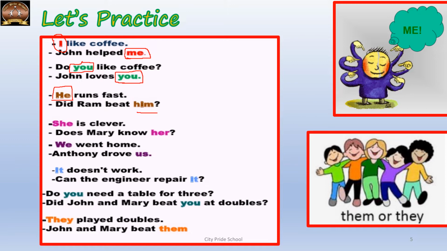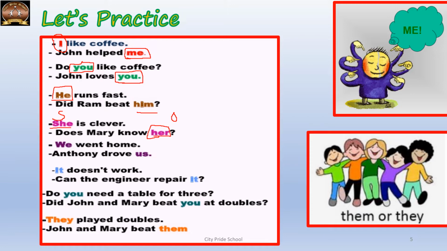She is clever. She is acting as a subject pronoun because it is coming at the beginning. The corresponding object pronoun for she is her. Does Mary know her? Her is acting as an object pronoun because it is coming at the end of the sentence and is also receiver of the sentence.